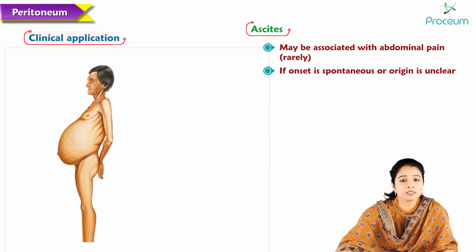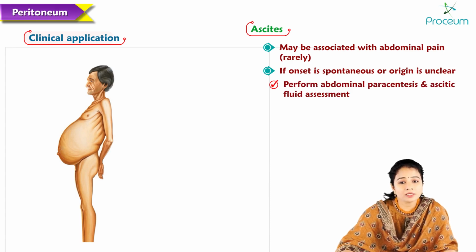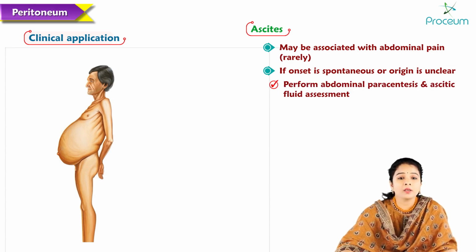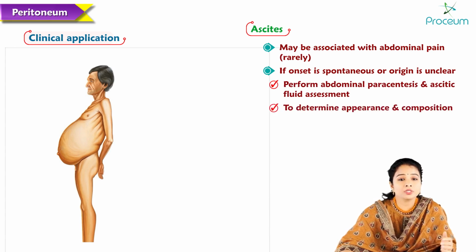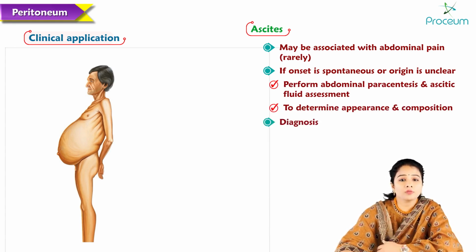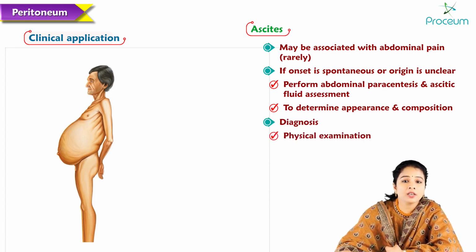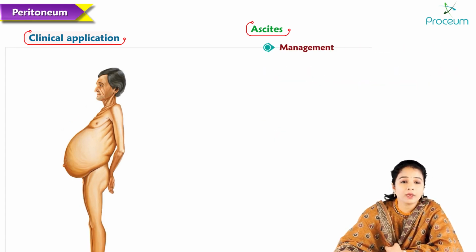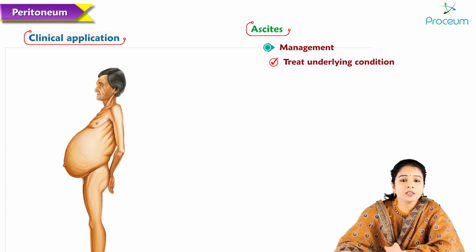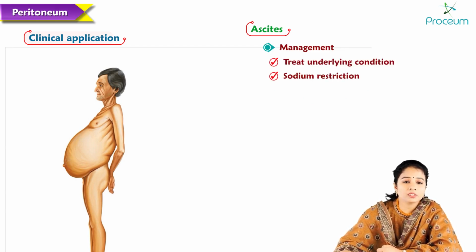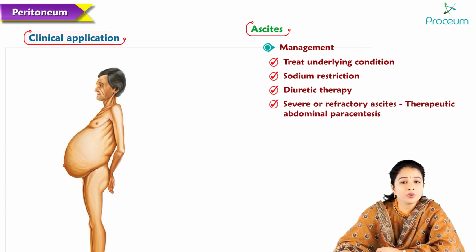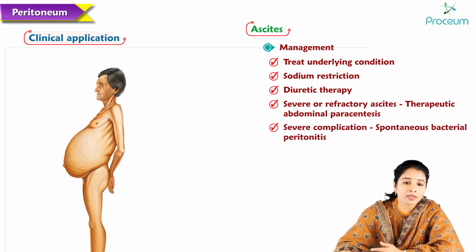If the ascites is spontaneous or the origin is unclear, an abdominal paracentesis and ascitic fluid assessment may be performed. So that is to determine the appearance and composition of ascites. So the diagnosis of ascites is by physical examination and medical imaging like ultrasound. Management involves treating the underlying condition in addition to sodium restriction and diuretic therapy, and severe or refractory ascites may require therapeutic abdominal paracentesis. A severe complication is spontaneous bacterial peritonitis.